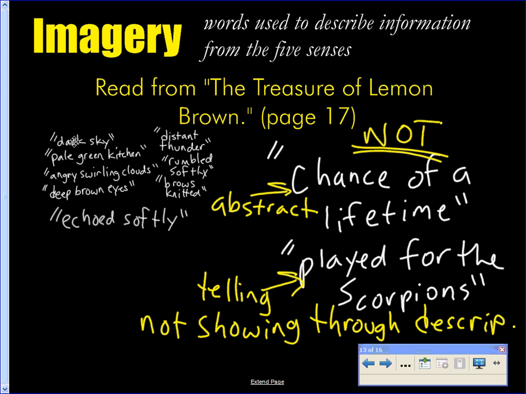Imagery is an effort to use words to show somebody in descriptive detail what is happening, rather than just telling me about it. So I could say right now, the students took notes. Wouldn't be strong imagery. If I said the students sat half bent over their desks, scribbling furiously onto white pieces of paper, now I've got imagery.